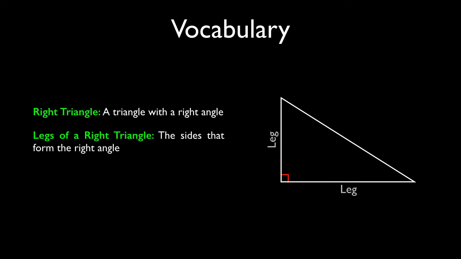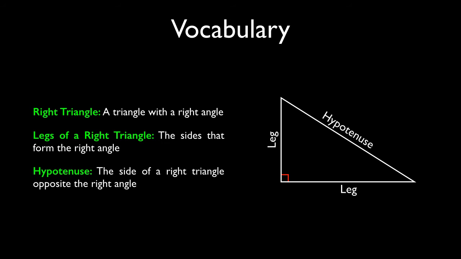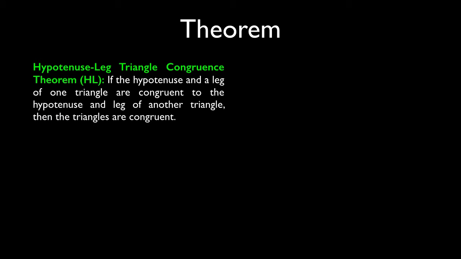The two sides that create the right angle are called legs, and the side opposite the right angle is called the hypotenuse. Now that we know the information about right triangles, this is the basic vocabulary we need to know in order to understand the theorem. This is the hypotenuse-leg triangle congruence theorem, also known as HL.